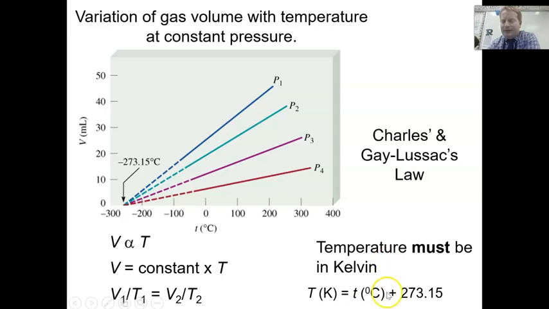To do that, you take your temperature in Celsius and you add 273.15 to it. That's it. So always do that first. Get to Kelvin and then go from there. Don't even chance it. Just convert immediately.